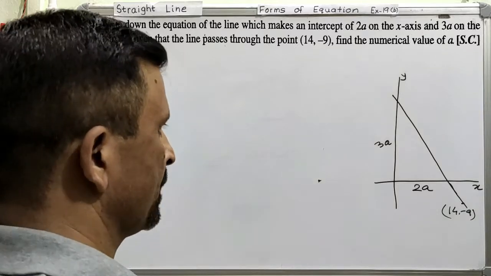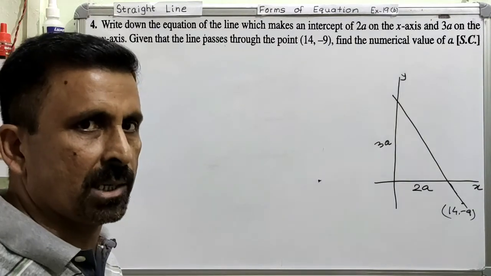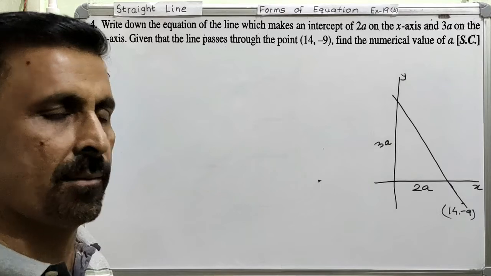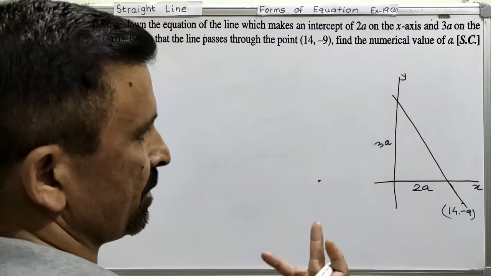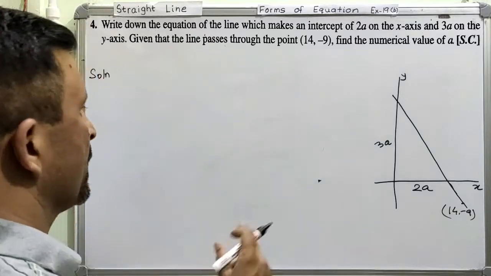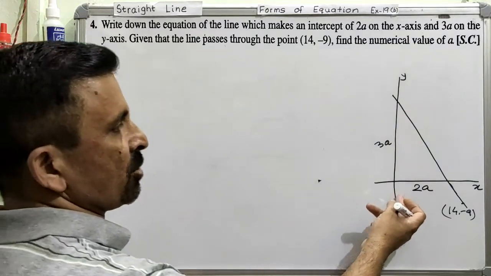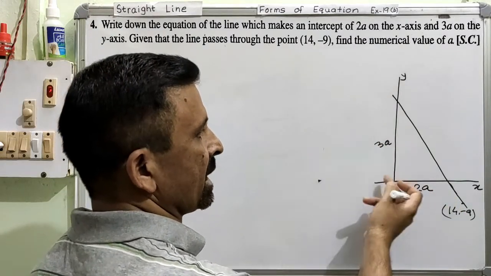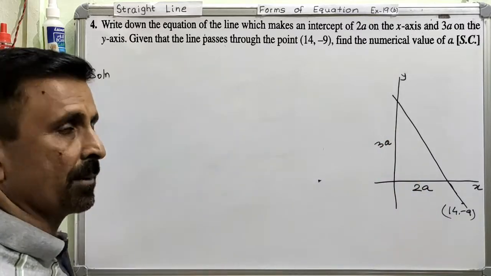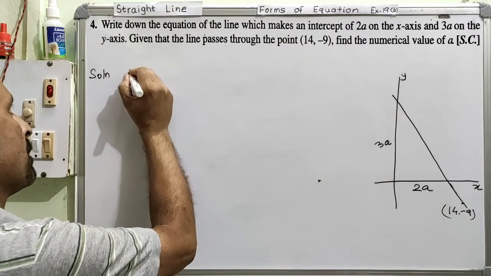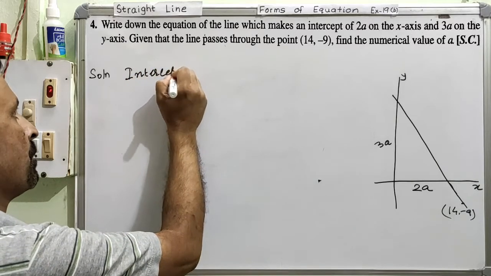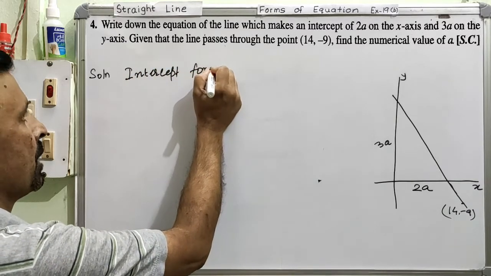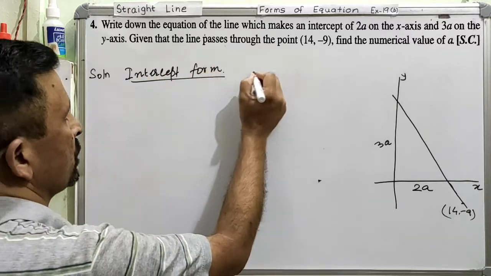This is your question. In the previous question also we calculated the value of A, and here also we are going to calculate the value of A. So there is no difference between this question and that previous question. Here we have to simply find the value of A. So again in this question they have given us the intercept, so we will use the intercept form of linear equation. So once again the intercept form, right? Intercept form you know now.